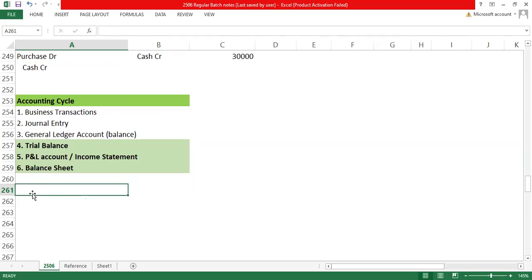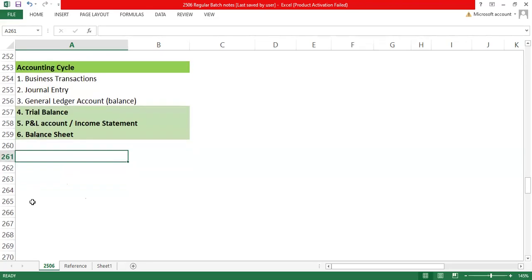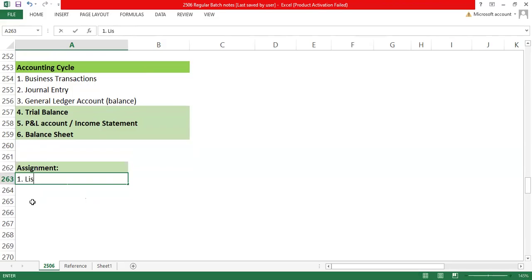Before the next class or going forward, if you are not familiar with whatever topic we discussed, make sure you will be able to understand these things. Make sure you list down some business transactions, at least 15 or 20, just like what we have done.